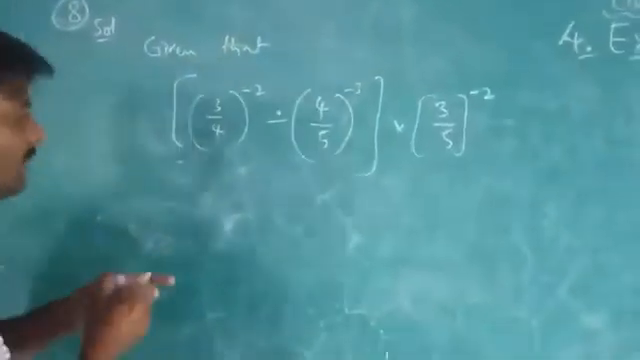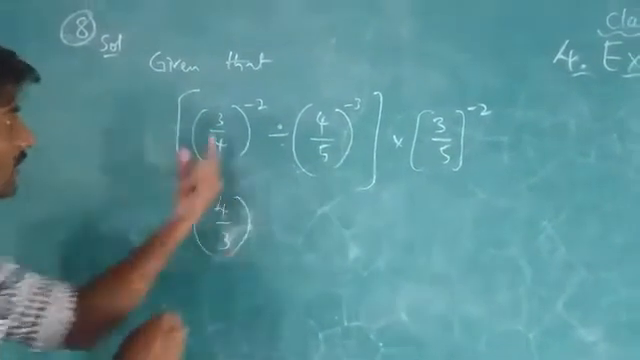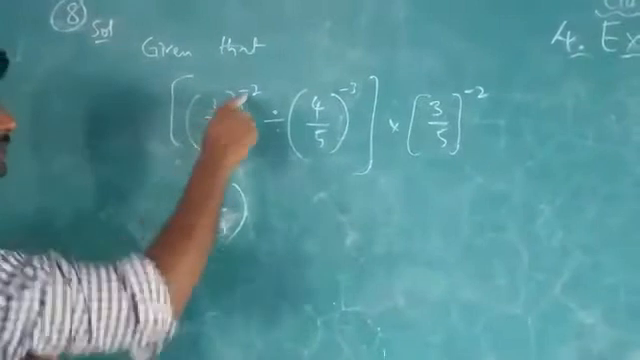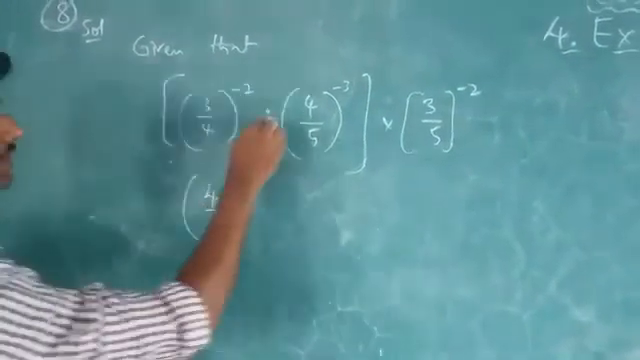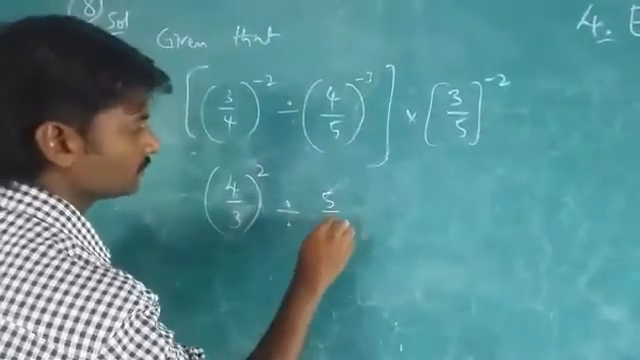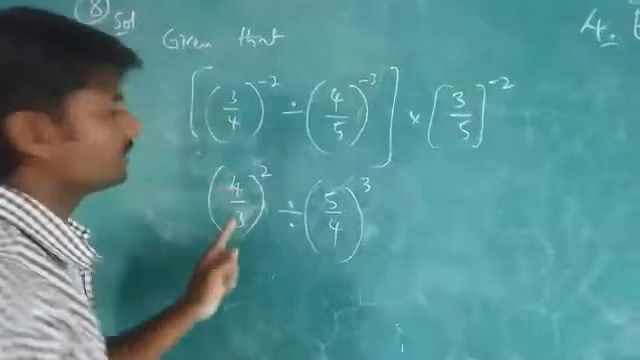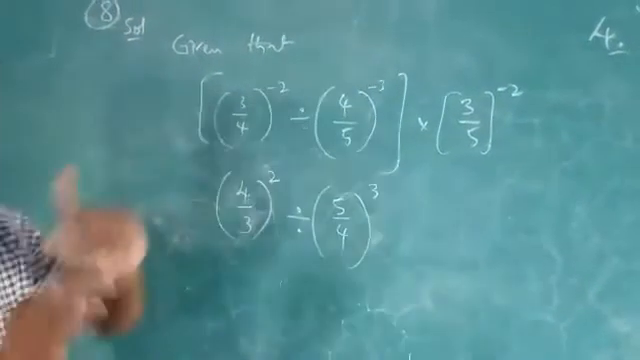So I can write an easy method: just write the reciprocal and change the symbol. Here also, write the reciprocal and change the symbol. When it is a negative power, then only use this one. If it is positive, there is no need to.